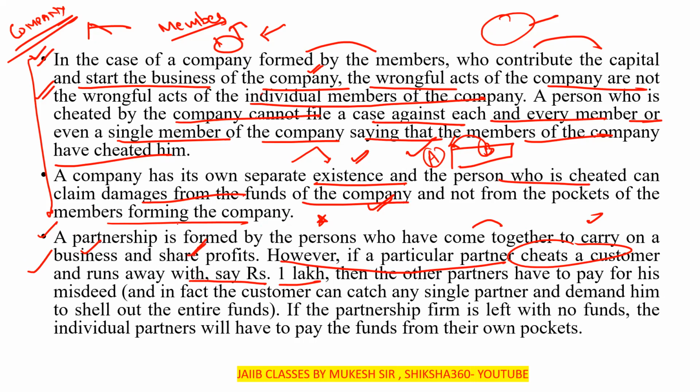So if one partner cheats another partner or any customer of the firm, then the other partners are liable to pay. The other partners have to pay for his misdeed. In fact, the customer can catch any single partner and demand the entire funds. Sometimes situations also arise where there are no funds in the partnership firm.